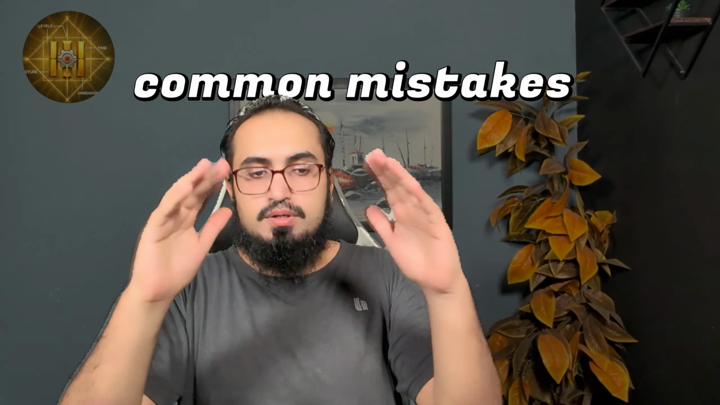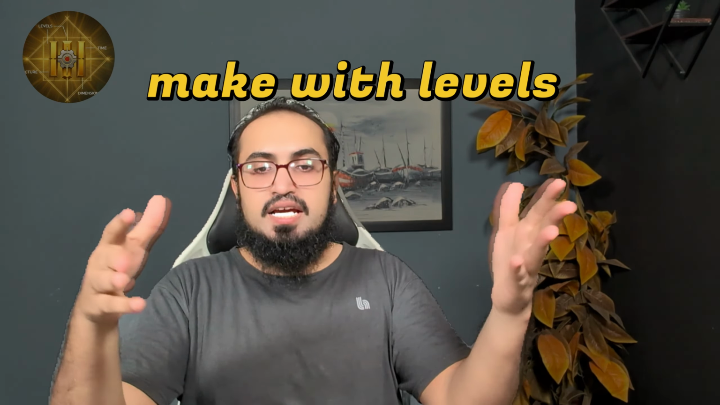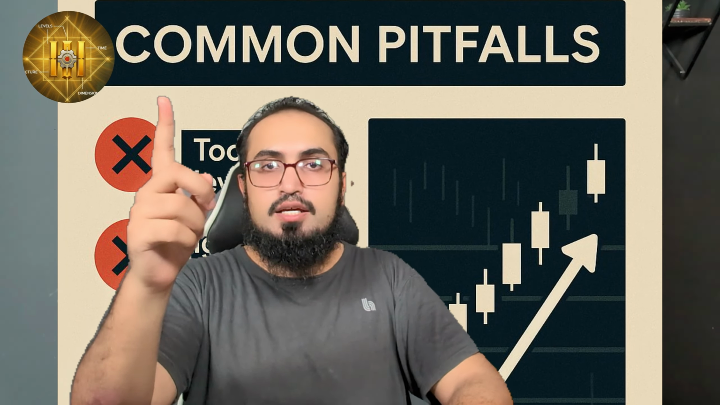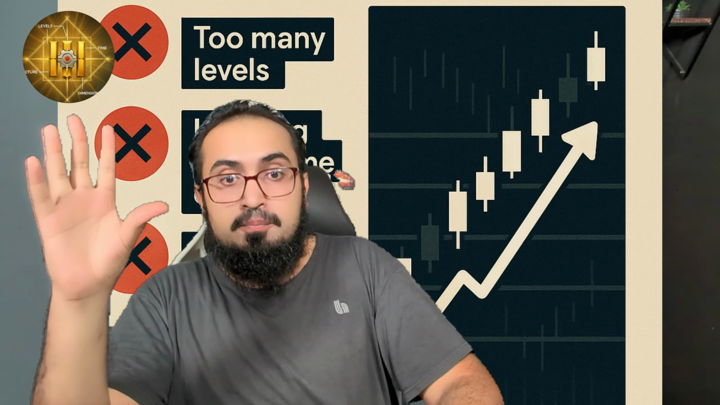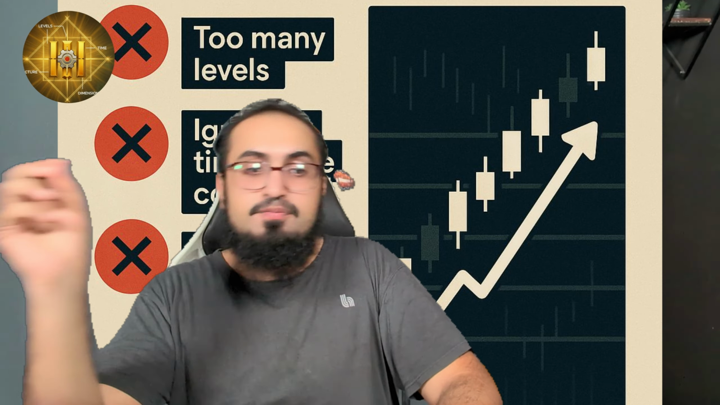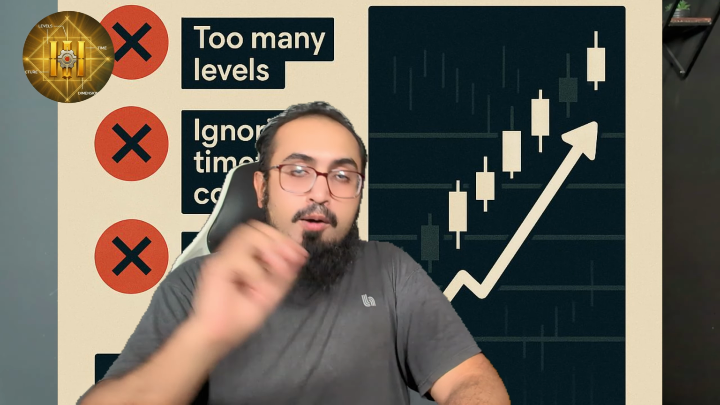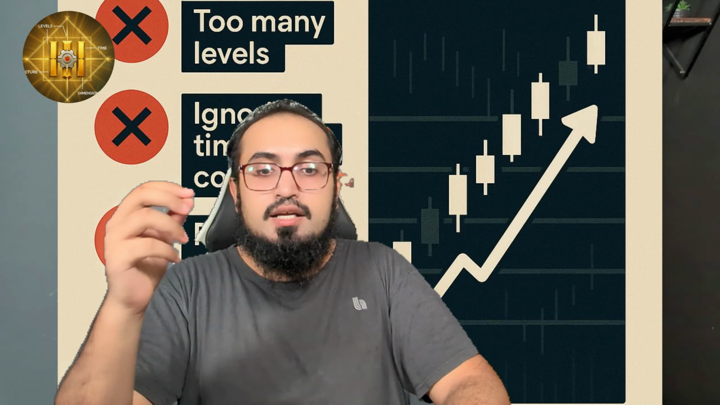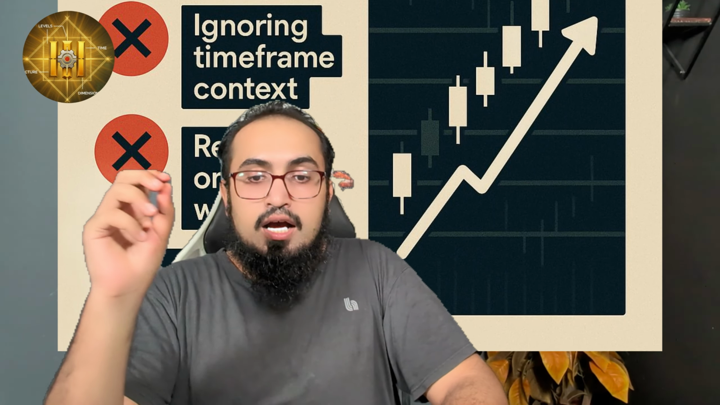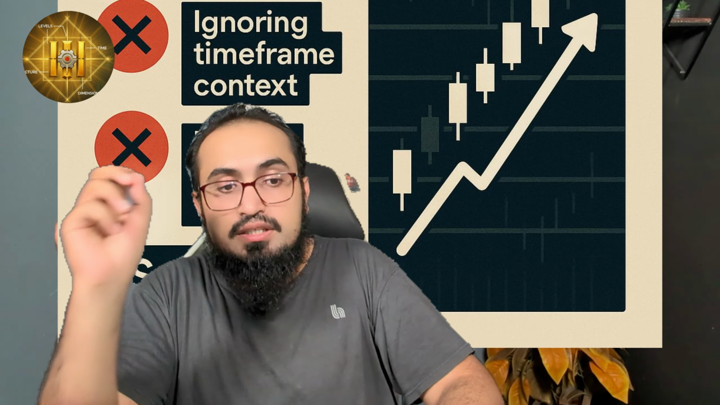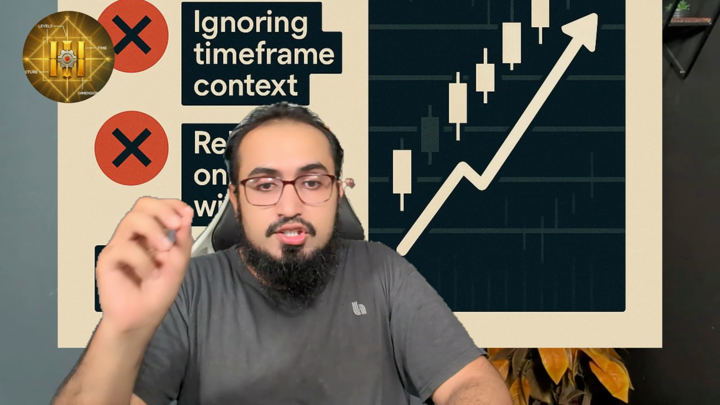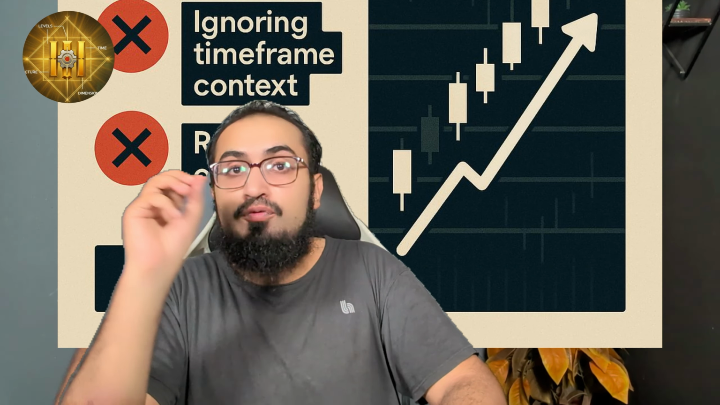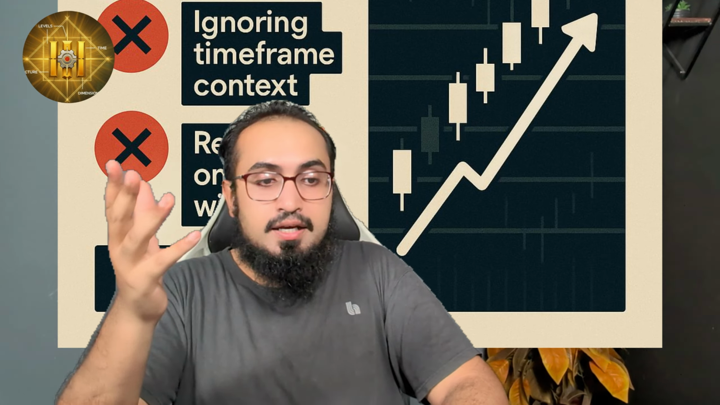Let me share the most common mistakes I see traders make with levels, because I don't want you falling into these traps. First mistake: marking too many levels. Your chart shouldn't look like a spider web. If you have more than 3 to 5 major levels on your chart, you're probably overdoing it. Second, ignoring time frame context. A level that matters on the 1-minute time frame might be completely irrelevant on a daily chart. It's like worrying about a puddle of water when there's a river nearby.